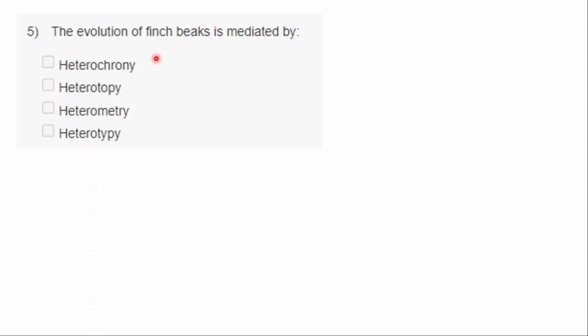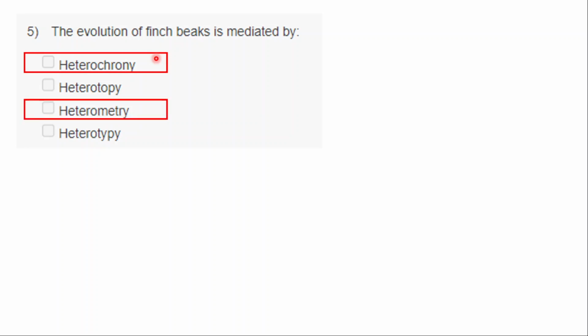Okay, let me reveal the correct answer. Evolution of finch beaks is mediated by heterochrony and heterometry. So you were partially correct. Heterometry, of course, because change in heterometry is change in amount. If you follow the last parts of these terms, you can easily identify what kind of change it is.